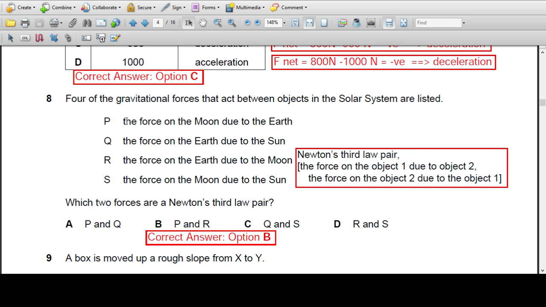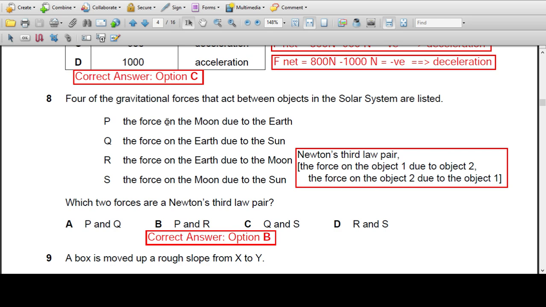So here we see this is the force on the moon due to the earth. Earth is acting a force on the moon, and this is the force on the earth due to the moon. So the moon is again applying a force on the earth. Both are forces in opposite directions, so this is a pair. Newton's third law pair says the force on object 1 due to object 2, and the force on object 2 due to object 1.